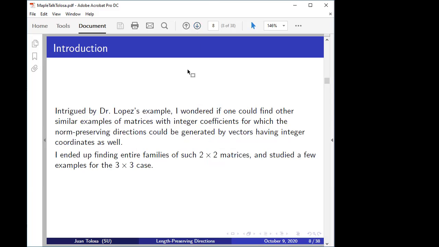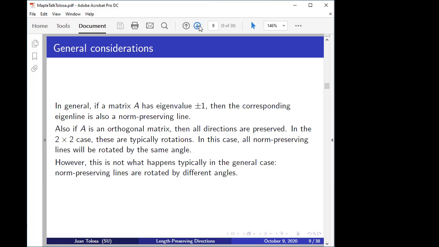For the 2x2 cases, I ended up finding entire families that have this property. For the 3x3 cases, so far I only discussed a couple of examples to see what one would expect. So let's say general considerations. If a matrix has an eigenvalue 1 or -1, then the corresponding eigen line is also a norm preserving line.